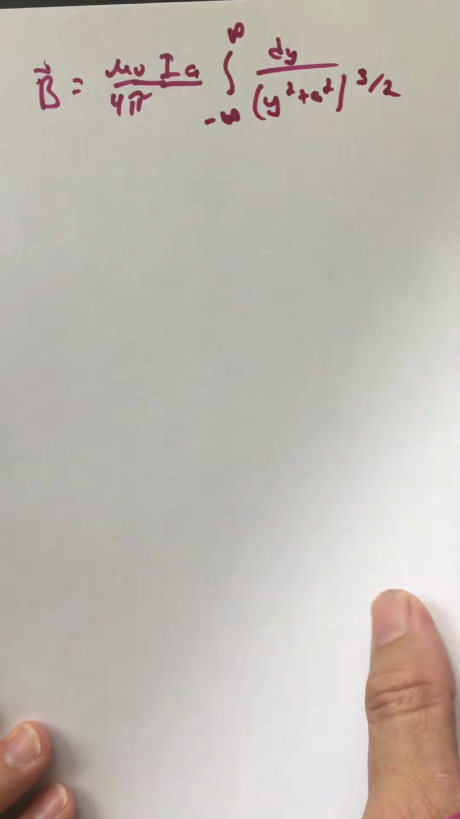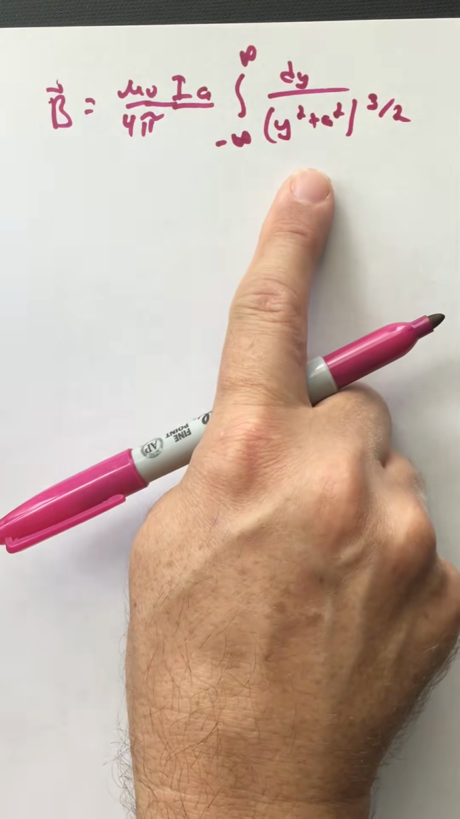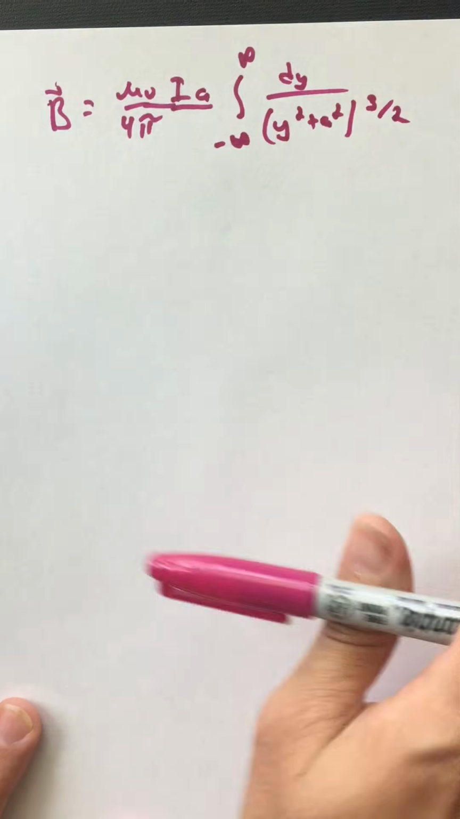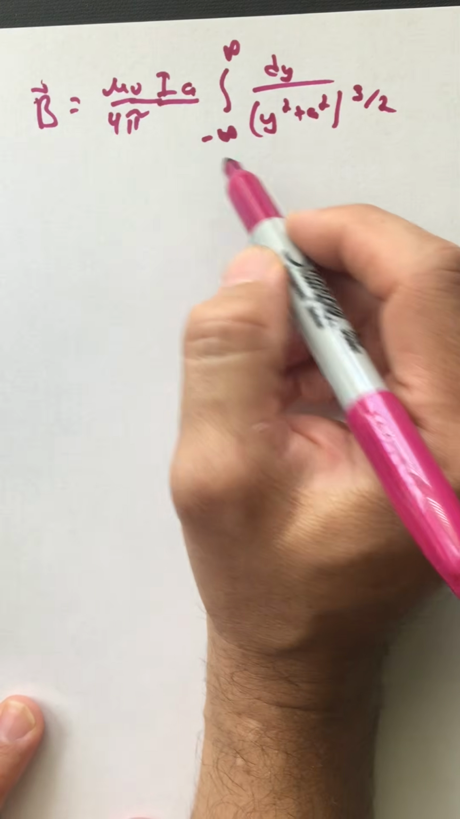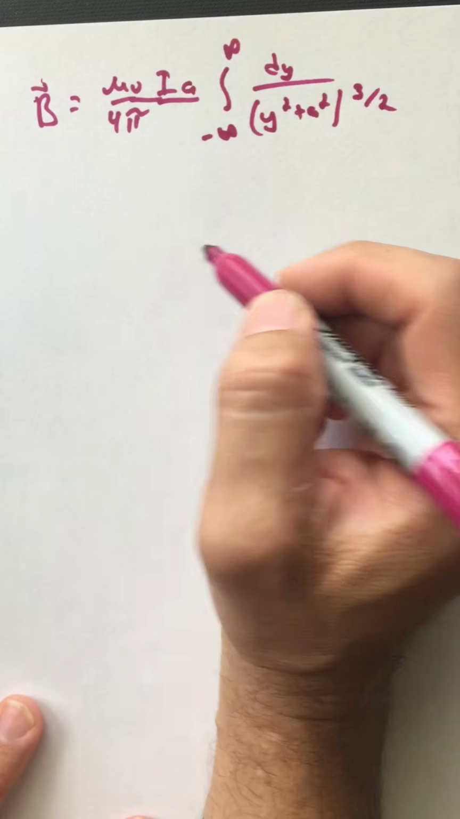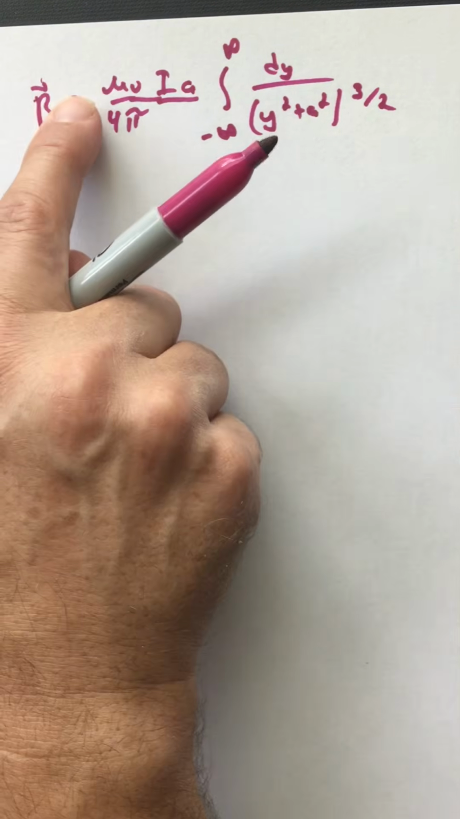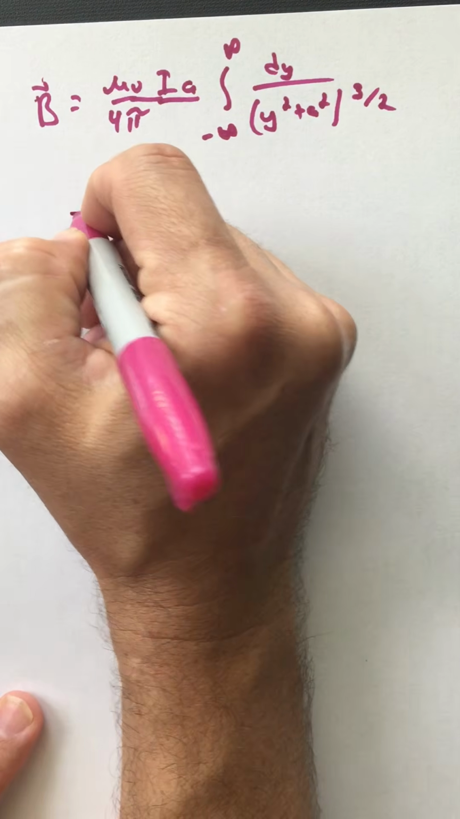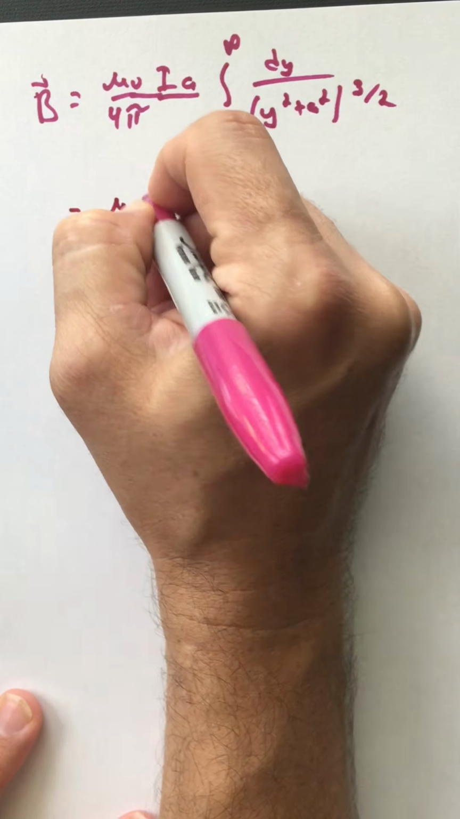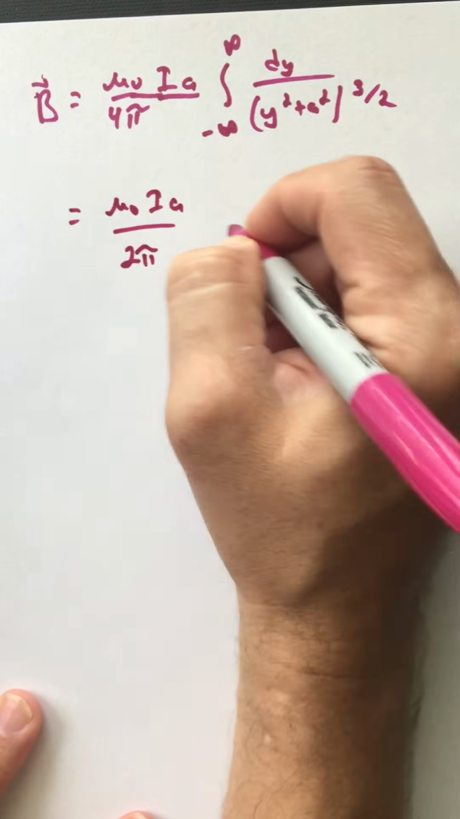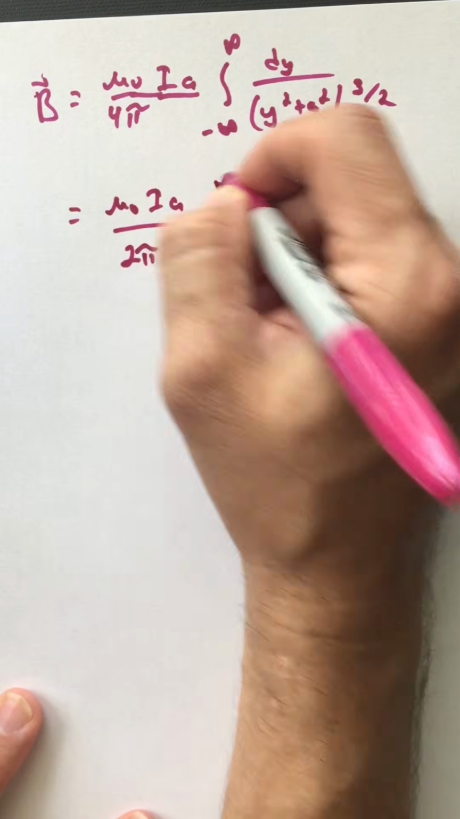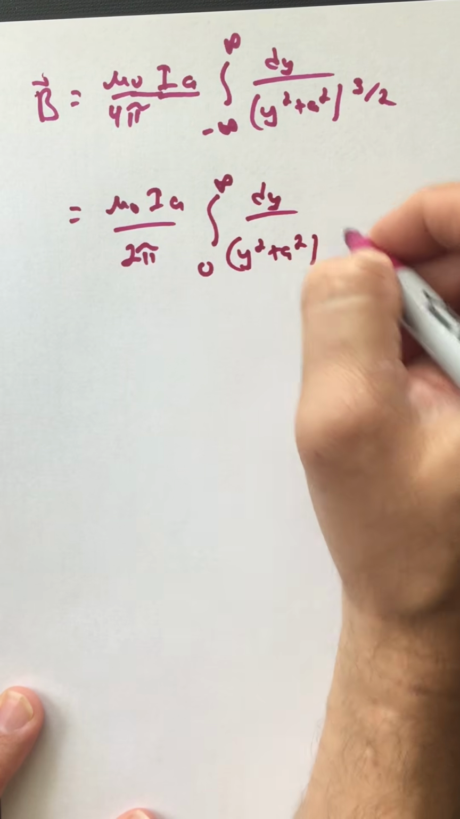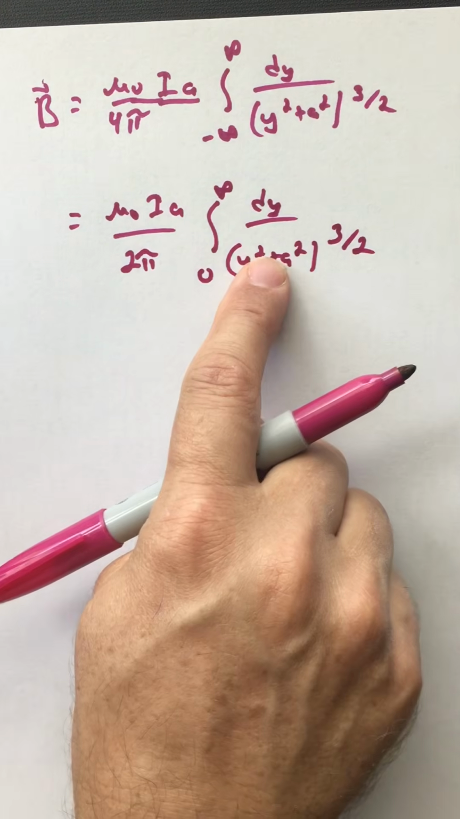One more thing I can do here to make it easier on myself is to recognize that this is an even function, and it's evaluated over symmetric limits. Mathematically, that lets me know that I can just change my lower limit to 0 and multiply the whole thing by 2. So let me do that. 2 times this is going to get me a 1/2, not a 1/4. So this is going to have to be equal to mu naught I a over 2 pi, integral now from 0 to infinity of dy over y squared plus a squared to the 3/2 power. That was a mathematical consideration.